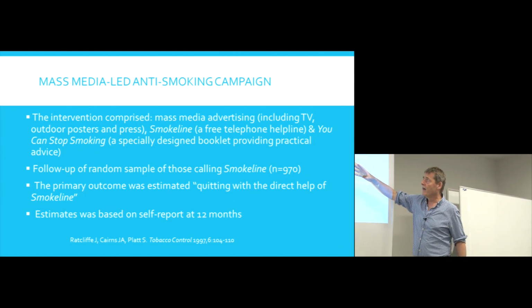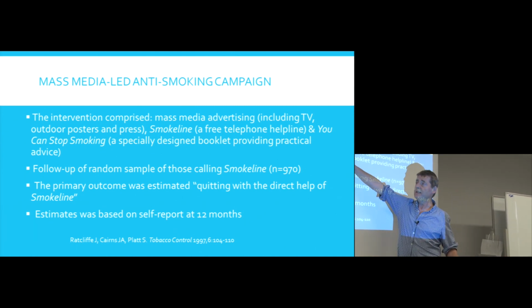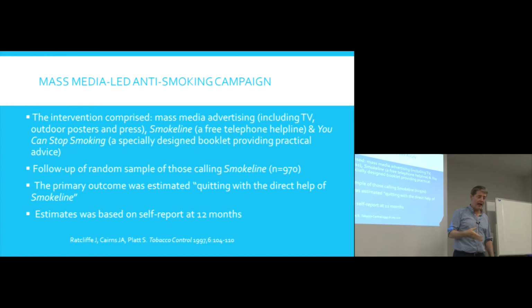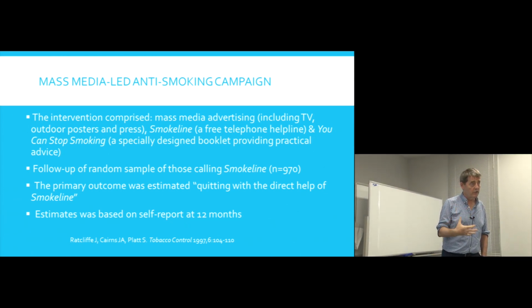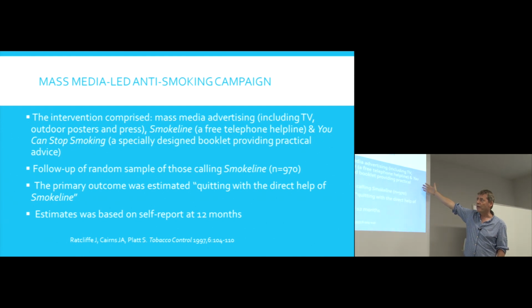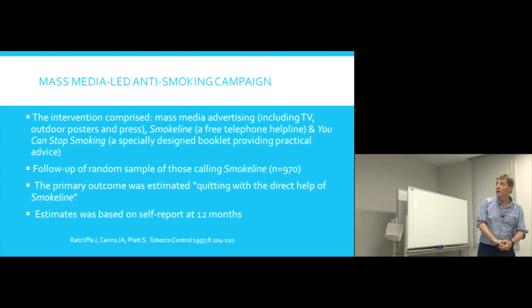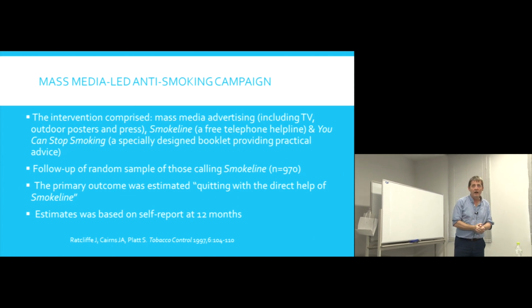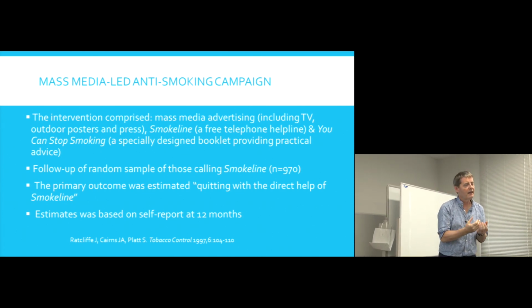So there was the advertising, and part of what they were advertising was the evils or dangers of smoking, but also they were advertising a helpline called Smokeline. This was a free telephone service where you could phone up and get support and advice about quitting smoking. And if you phoned the helpline, one of the things they offered you was a specially designed booklet, information, called You Can Stop Smoking. This booklet was providing practical advice and encouragement to stop smoking. So with a complex intervention, if it worked, you couldn't really say, was it the TV adverts, was it the posters, was it the free helpline, was it the booklet?